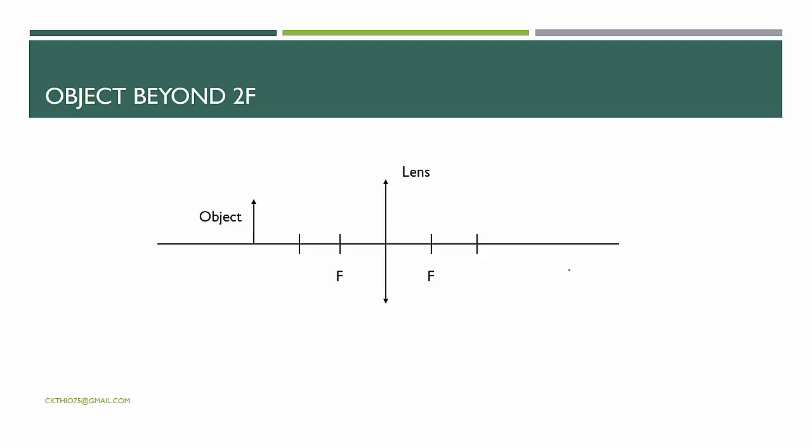So this is the first case. Right now we are a bit more specific. It's the object beyond 2f, that means 2 times the focal length f. So if the focal length is 10 cm, anything that is more than 20 cm falls under this category. If you just apply the parallel and the center rays accordingly, you find that the image will be in this manner. Notice that in this case, beyond 2f, the image is actually smaller than the object.